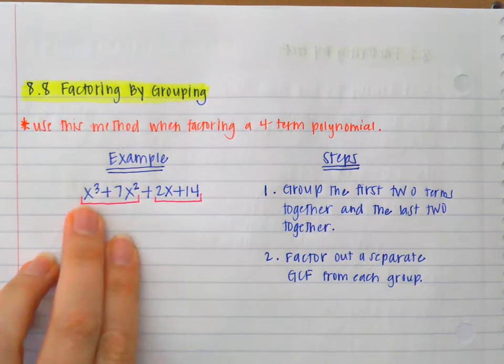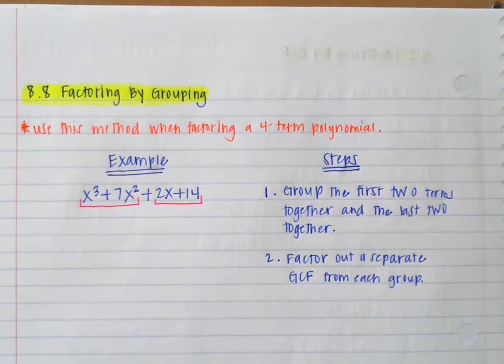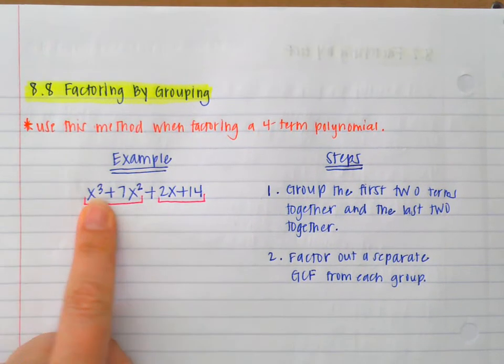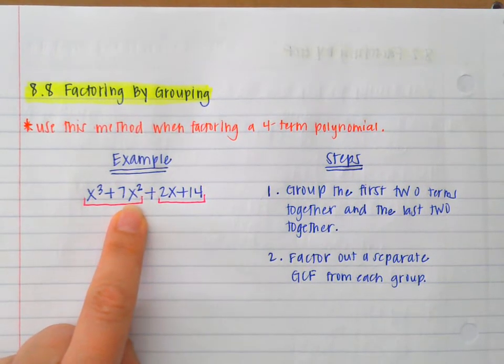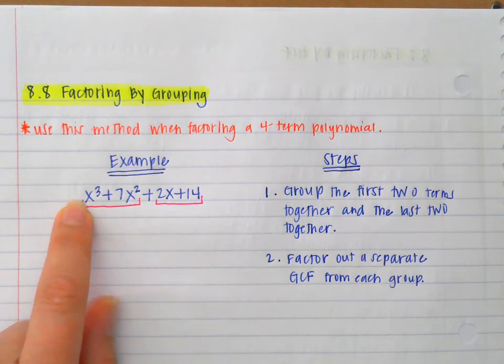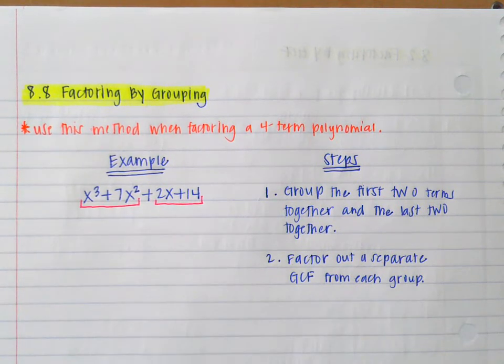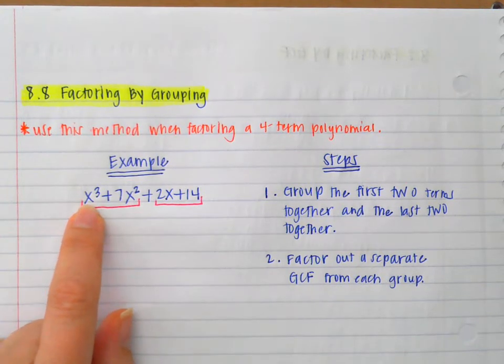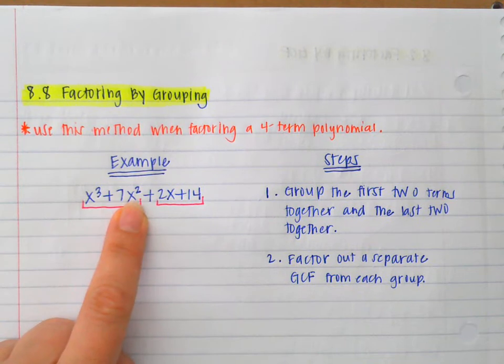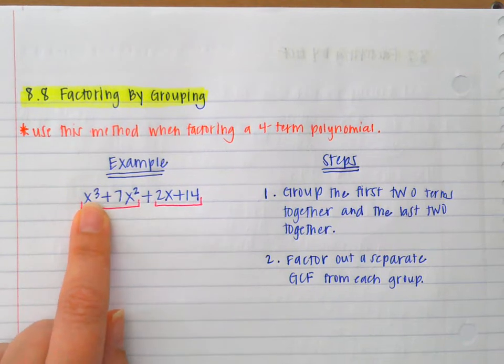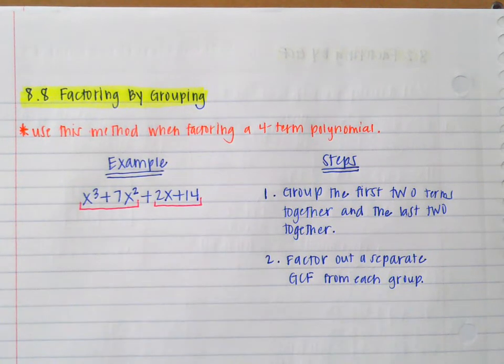So we look at x cubed and 7x squared, and we think, what's the greatest common factor that we can factor out of this? Well, first, we can factor out a 1, but we don't need to write the 1 right now. So I just look at my variables. They both have x, x cubed and x squared. We know the smallest of those two is what we take out, 3 versus 2. So we're going to take out an x squared.